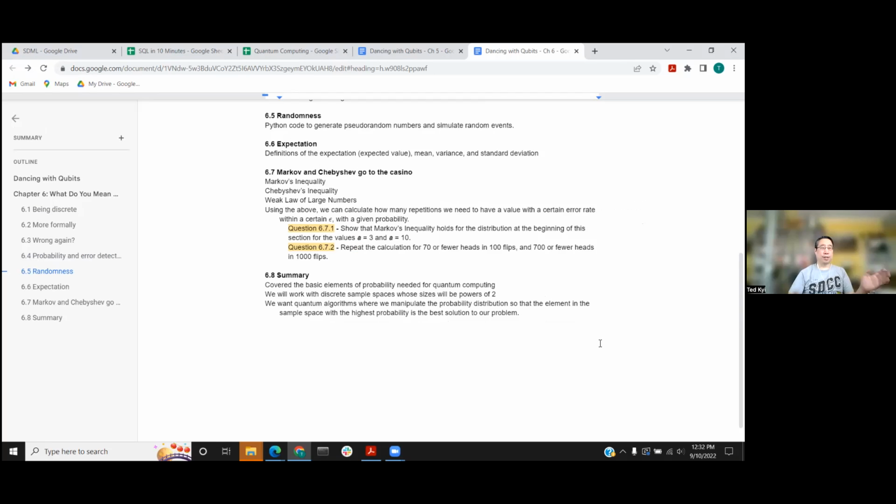So if we assign each answer to one of the bases of the vector space, we want the basis that has the highest probability to actually correspond with the best solution to our problem, something like that. I don't know. I have not read ahead, so I don't know exactly how all this stuff's going to work.